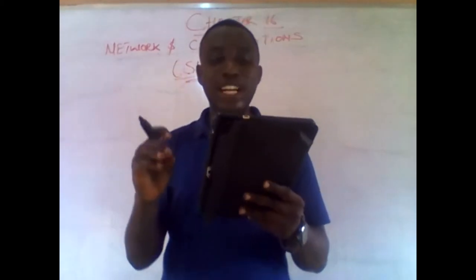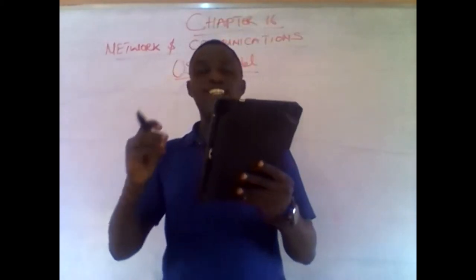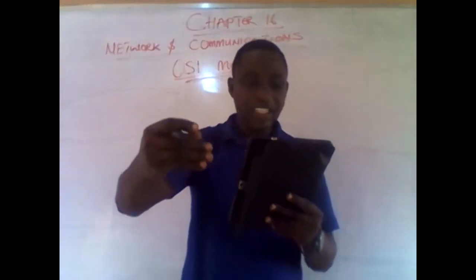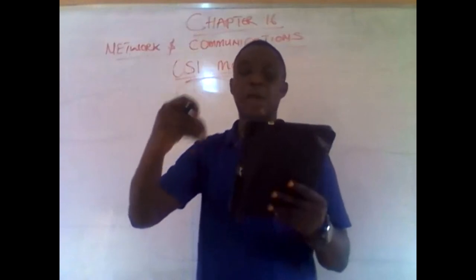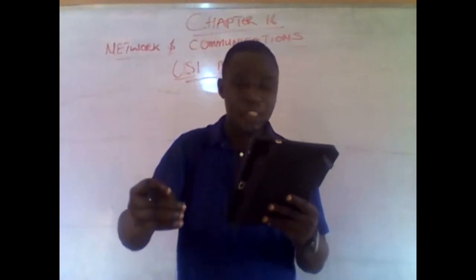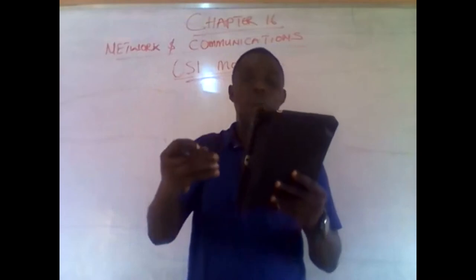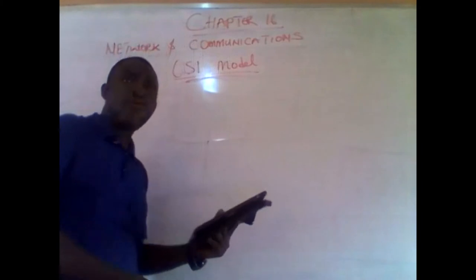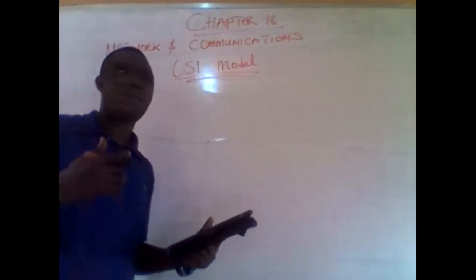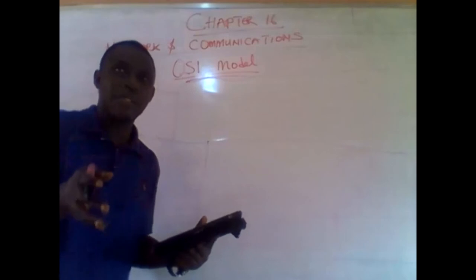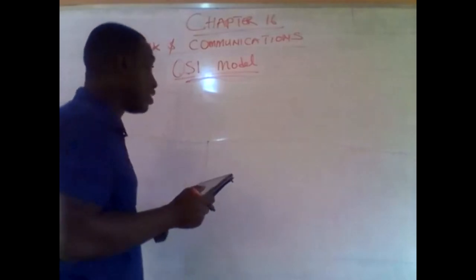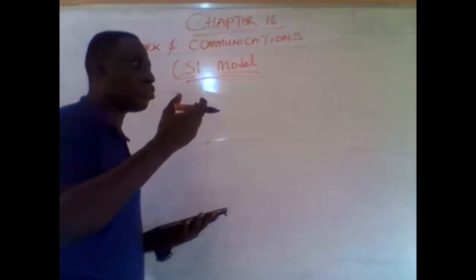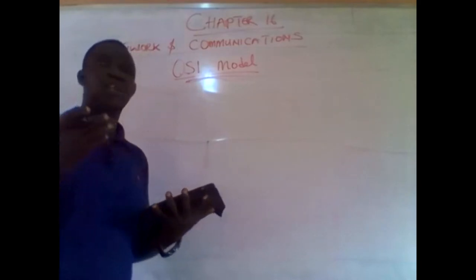A layer is a collection of similar functions that provide services to the layer above it. Listen to that. A layer is a what? A collection of similar functions that provide services to the layer above it and receive services from the layer below it. Now, before I read further, I'll just explain. If we are to list the OSI model, there is this kind of acronym I use. Listen to this, because it might not be easy for you to cram it.